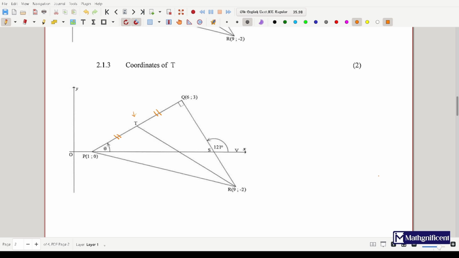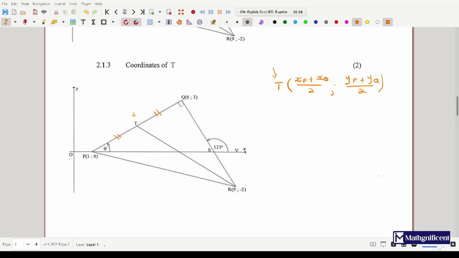So how would we look for this particular coordinate here? As you can see, we know the coordinates for both of these points, those that are at the end. So we can use the formula: T equals xP plus xQ divided by 2, and then yP plus yQ divided by 2. This will enable us to get the coordinates of T.